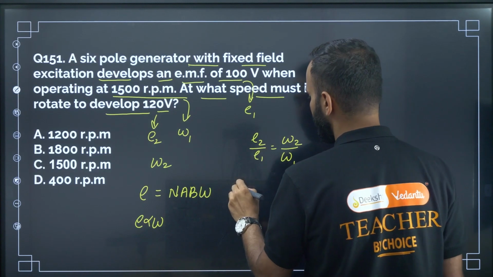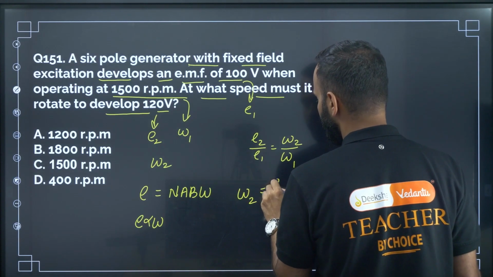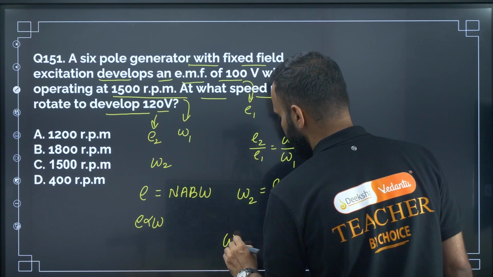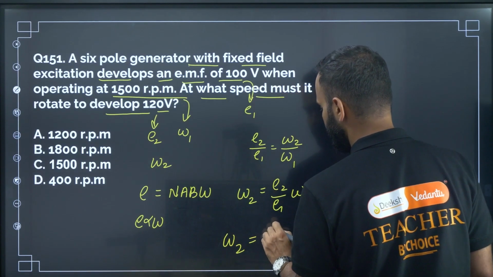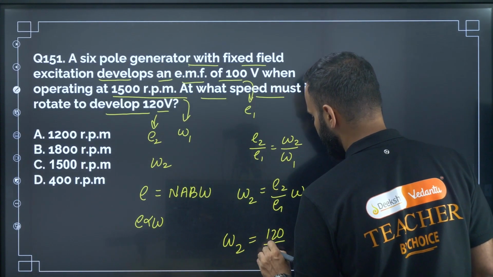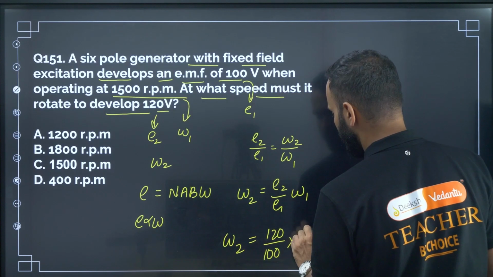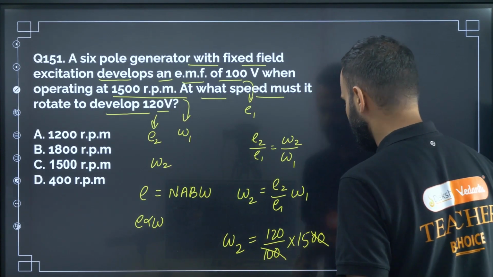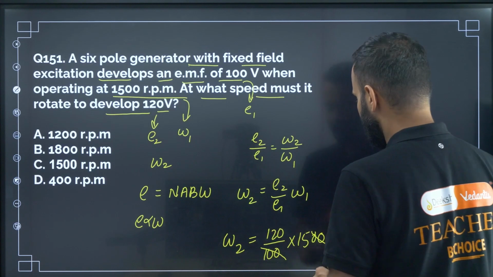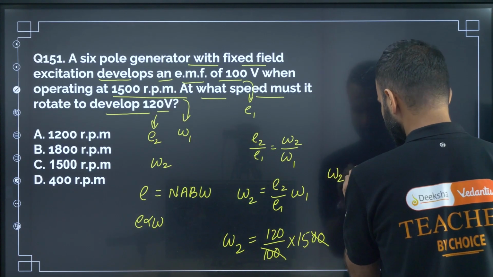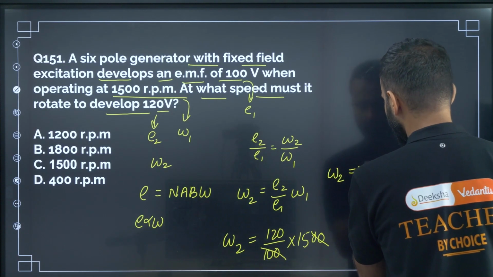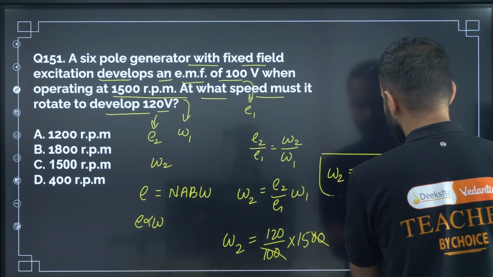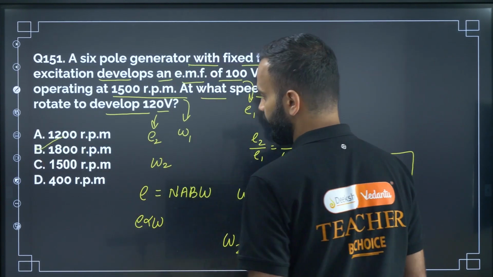Here we need to find the value of omega 2, right? So omega 2 equal to E2 by E1 into omega 1. Now omega 2 is equal to E2, that is 120, divided by E1, that is 100, into omega 1, that is 1500. Here 100 will get cancelled. 120 into 15 is 1800. So omega 2 is equal to 1800 rpm. So the correct option is B.